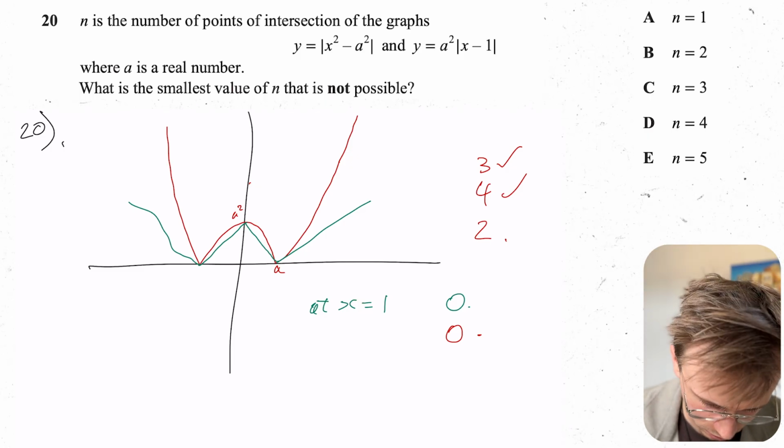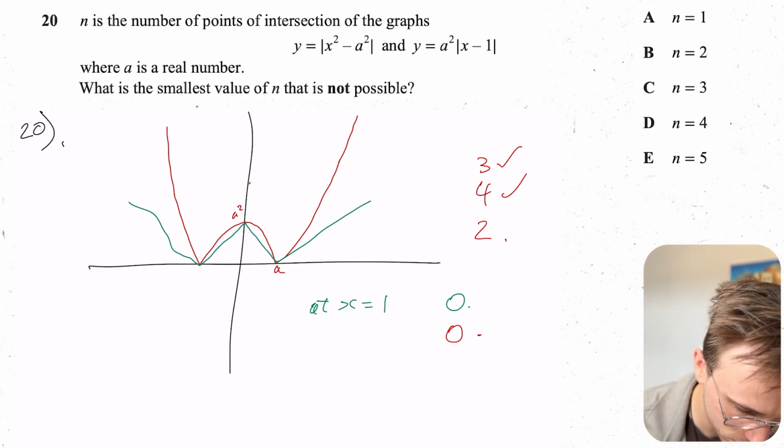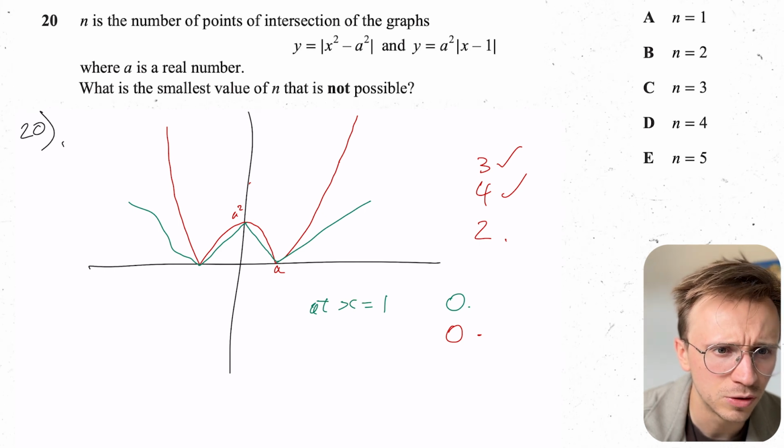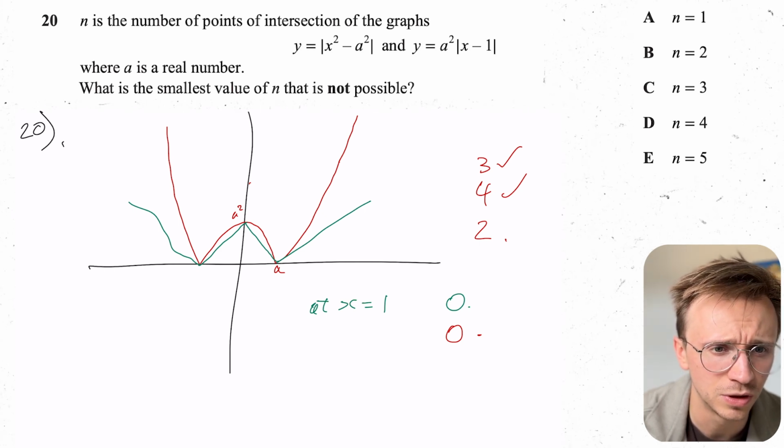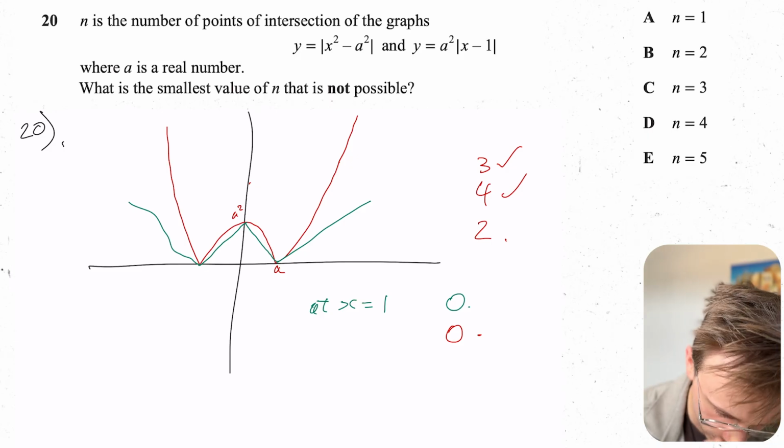So... Oh, can I get 4? A equals 0. Do they have to touch at a equals 0? They do. They have to touch at a equals 0. How do I get 4?